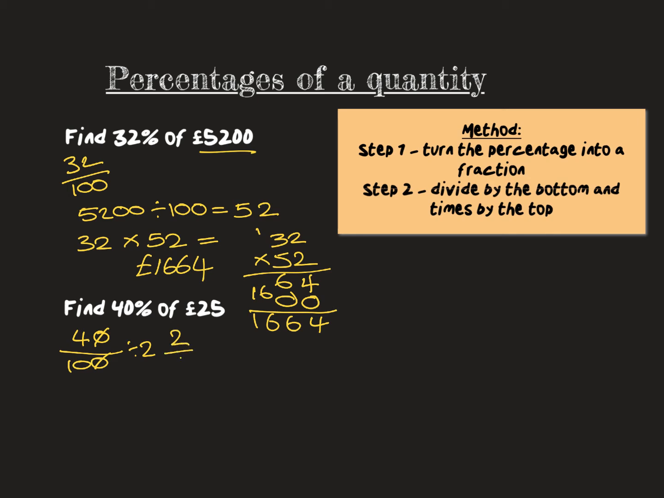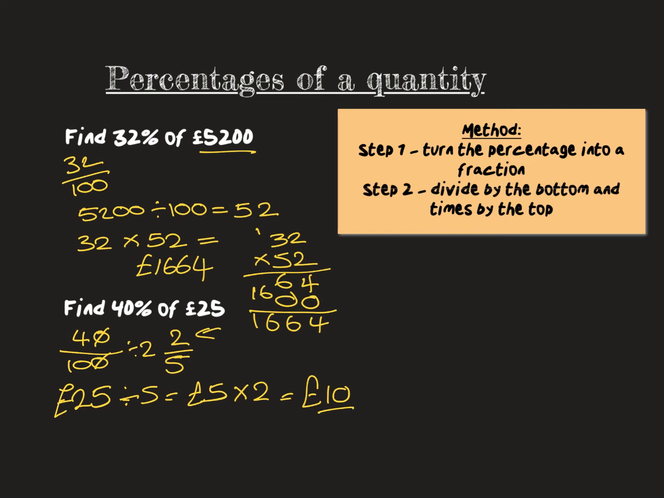and make that 2/5. Some people might already know that 40% is 2/5, and you'll automatically be able to write that down. So I'm now going to find 2/5 of £25, because that is the same as finding 40% of £25. I'm going to follow my second step, which says divide by the bottom and times by the top. So £25 divided by 5 is £5. That's divide by the bottom. Then I'm going to times by the top, and 2 was at the top. So 5 times 2, and my answer would be £10.